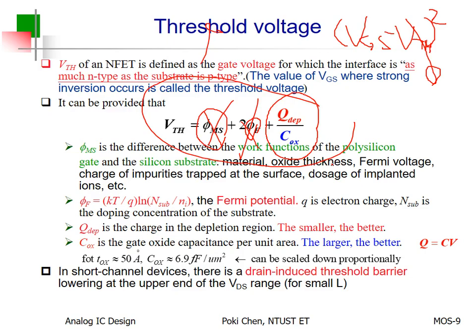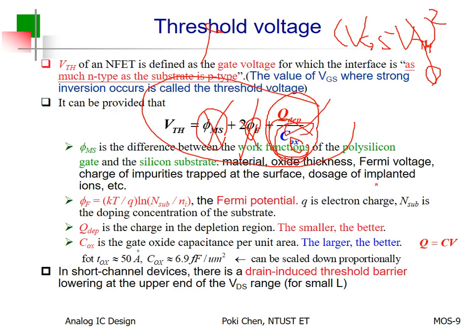VTH actually is strongly dependent on C oxide. Ox means oxide, silicon dioxide, the gate oxide between the gate and the channel, per area. That's it.